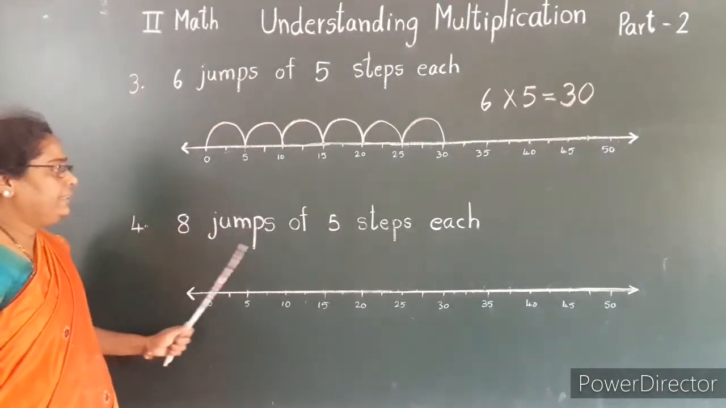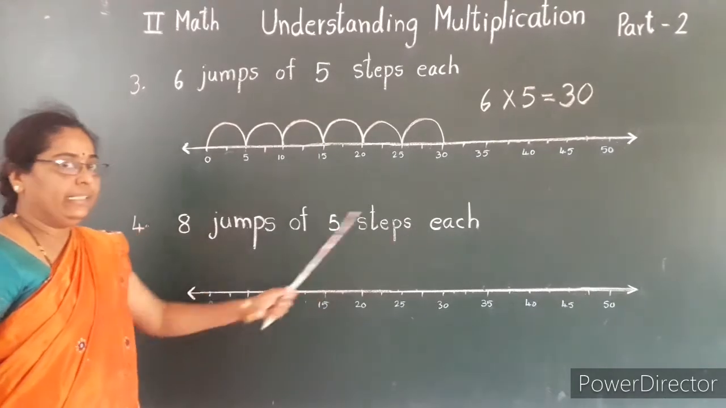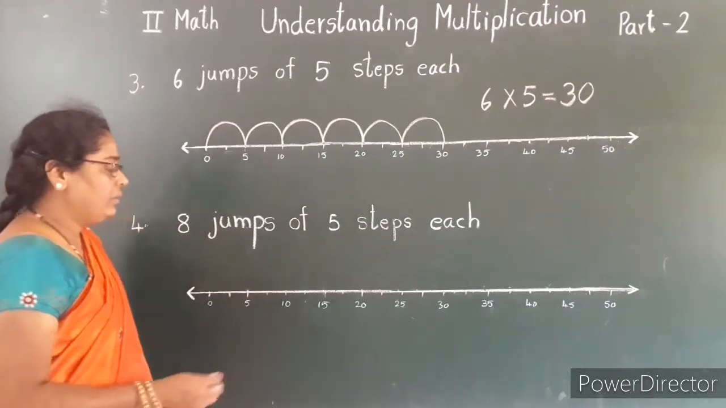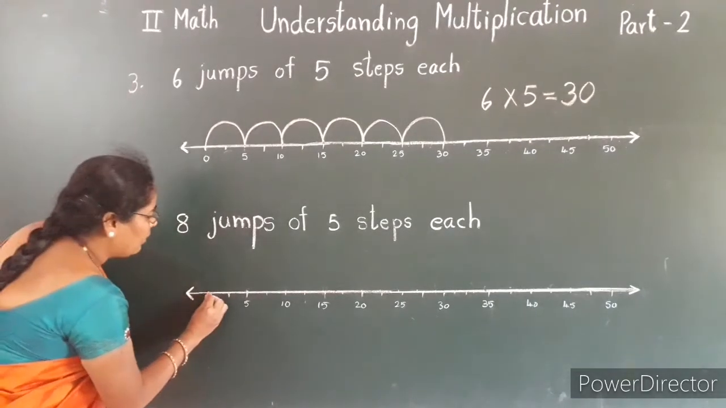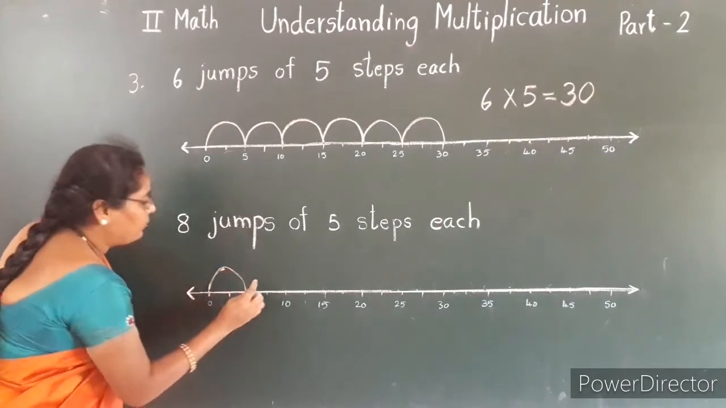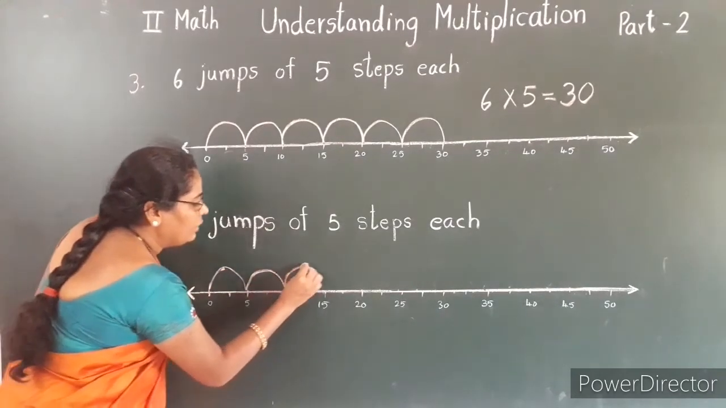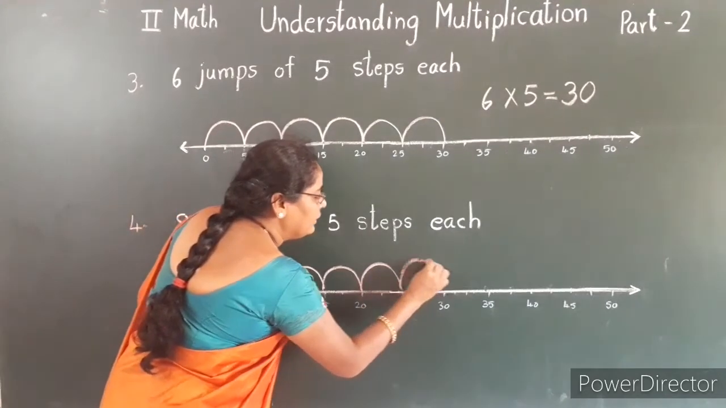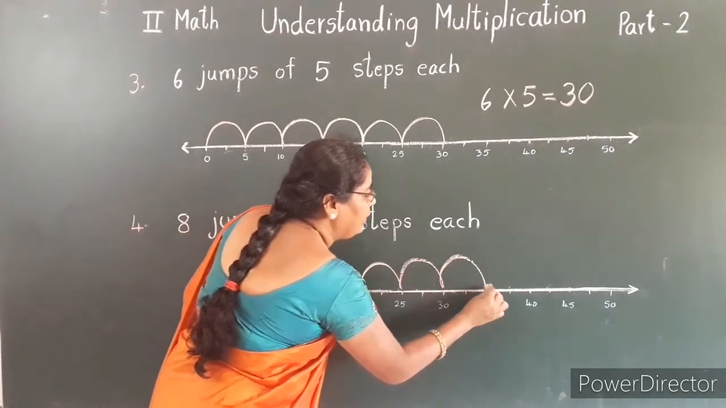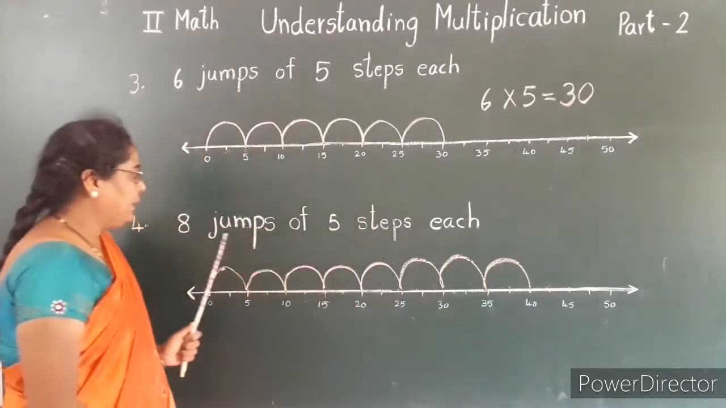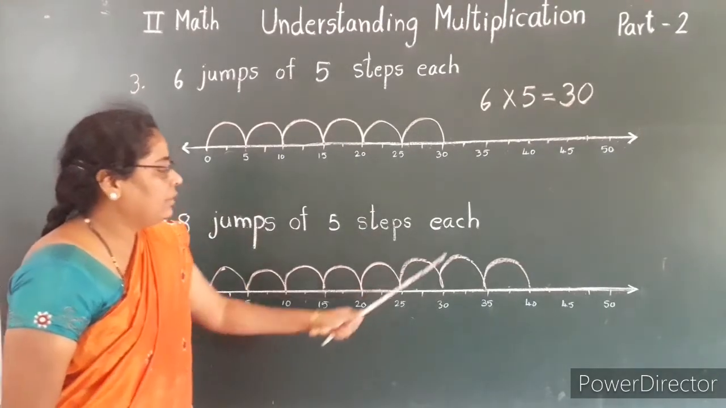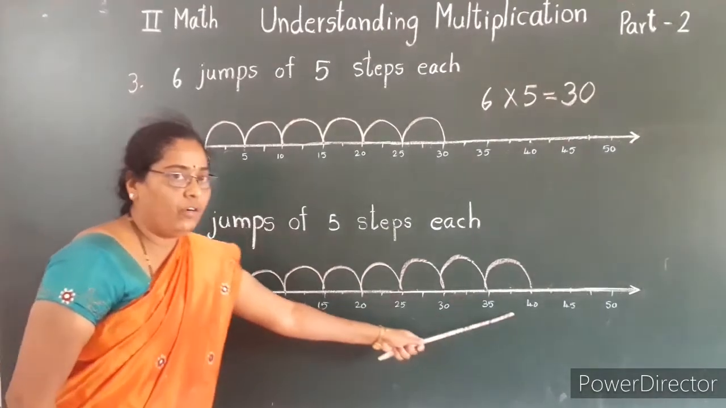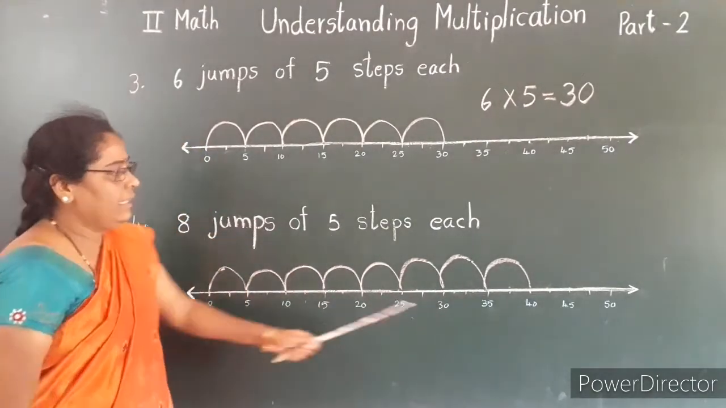That is 8 jumps of 5 steps each. Start from 0. Let's count it. Jump. 1, 2, 3, 4, 5, 6, 7, 8. Yes, 8 jumps of 5 steps. Answer is 40. That is 8 5s are 40 or 5 8s are 40.